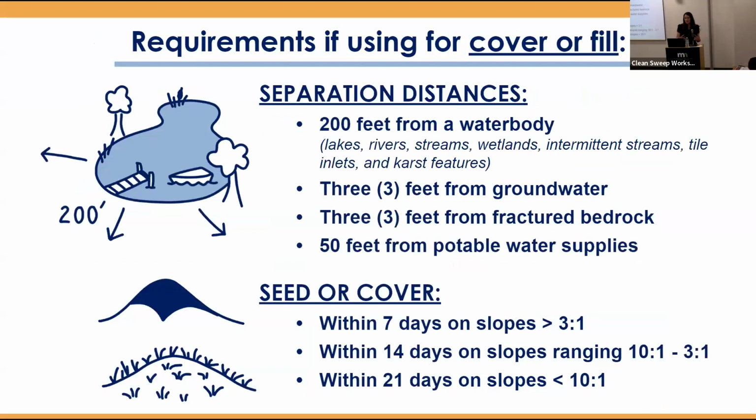And then once you have these materials, there are certain things that you have to follow. So there are separation distances. You have to keep it 200 feet from a water body, and that can be lakes, rivers, streams. That also includes your wetlands and your karst features again. You want to keep this at least 3 feet minimum away from your groundwater resources, 3 feet away from fractured bedrock, and then 50 feet from potable water supplies.